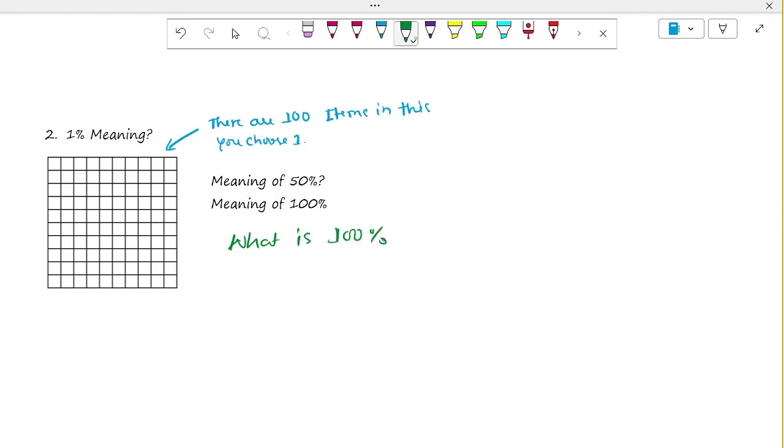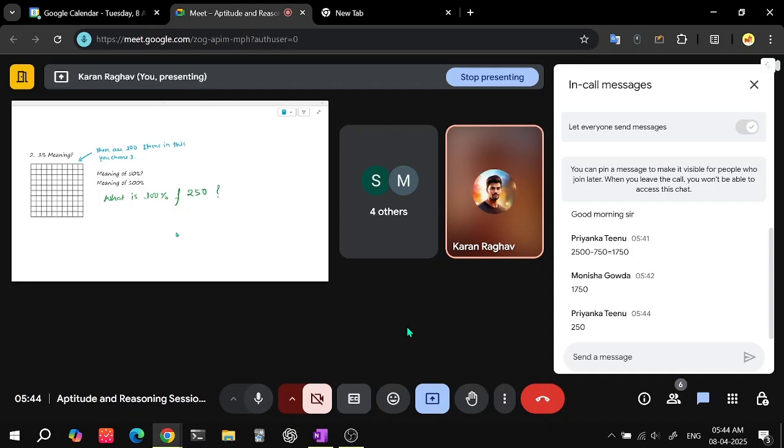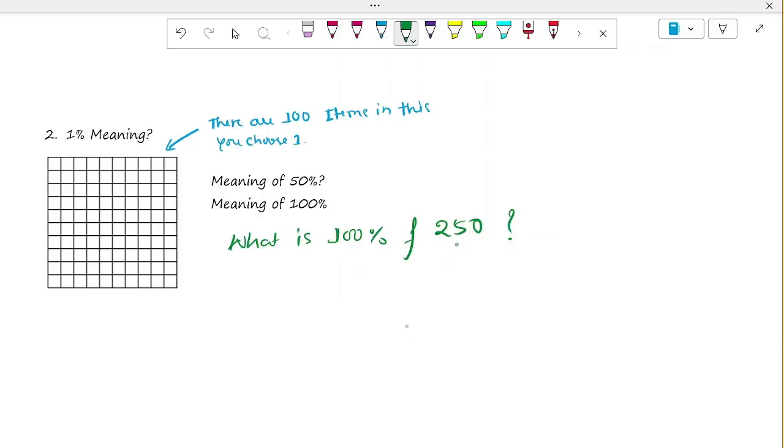100% of 250. What will be the answer for this? What is 100% of 250? You can use the method that I explained, or just by thinking you will come to know the answer. You need not calculate. 100% of 250 means the whole of 250. Yes, it is 250. We are speaking about the whole 250.